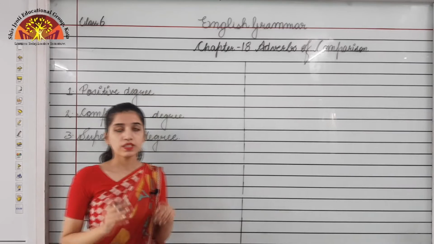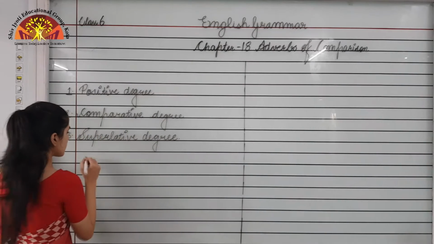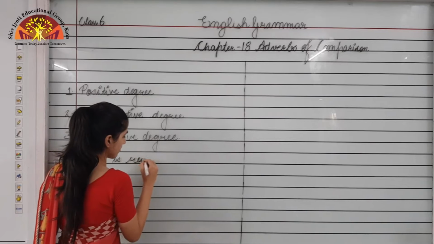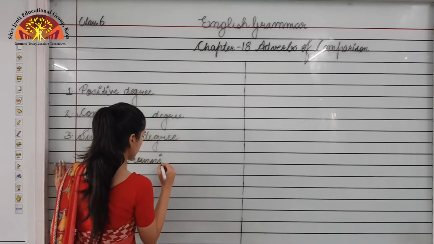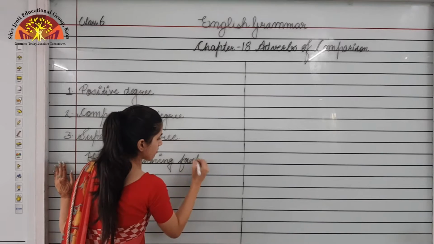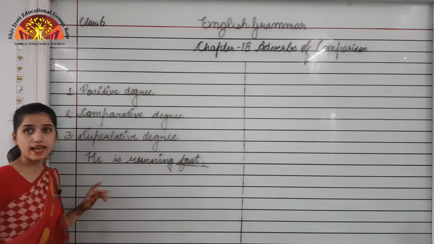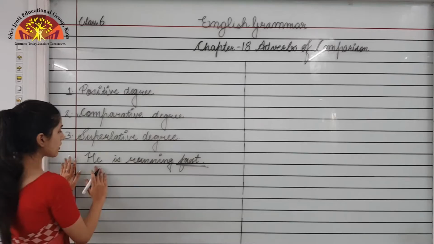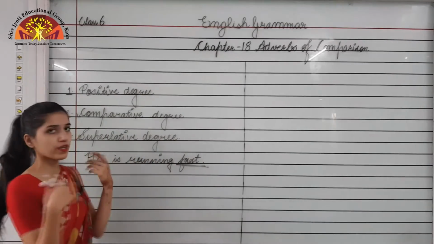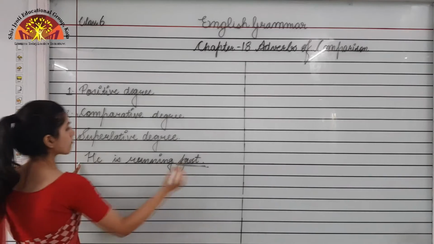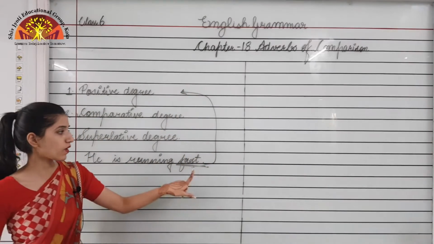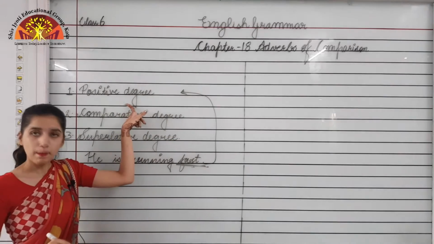As I told you in an example, he is running fast. Fast is what? Fast is an adverb. And here we are not comparing anything with anyone. So fast is the positive degree of comparison.